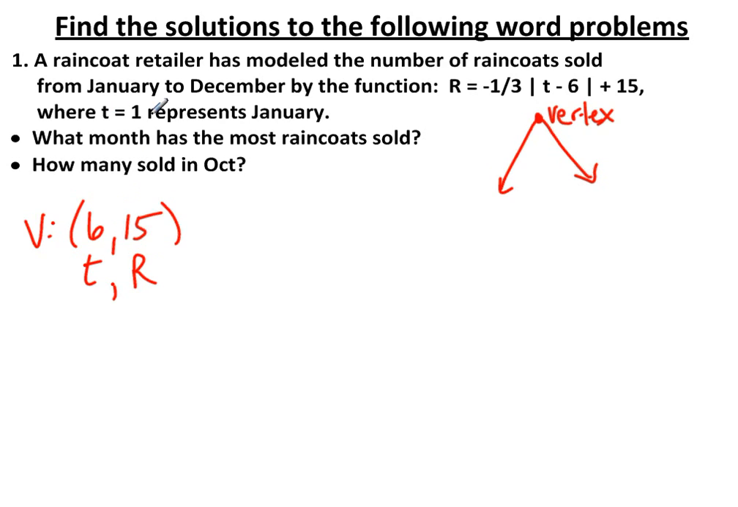Well, if t = 1 is January, because January is the first month, what month is the 6th month? Well, if we go through that, June is the 6th month. So what month has the most raincoats sold? That would be the month of June.